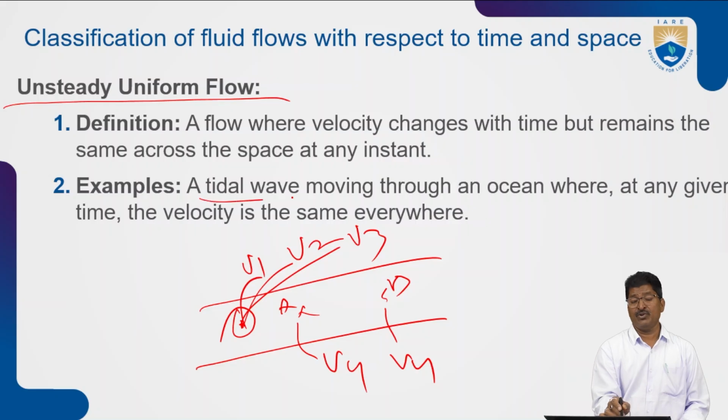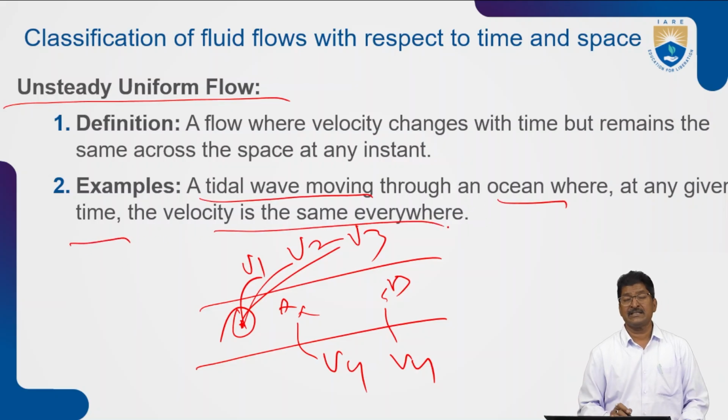Example: a tidal wave moving through an ocean, where at any given point of time, velocity is same everywhere. There will be different locations, but velocity is same. That is uniform. But at different points of time, velocity is not same. That is unsteady flow.